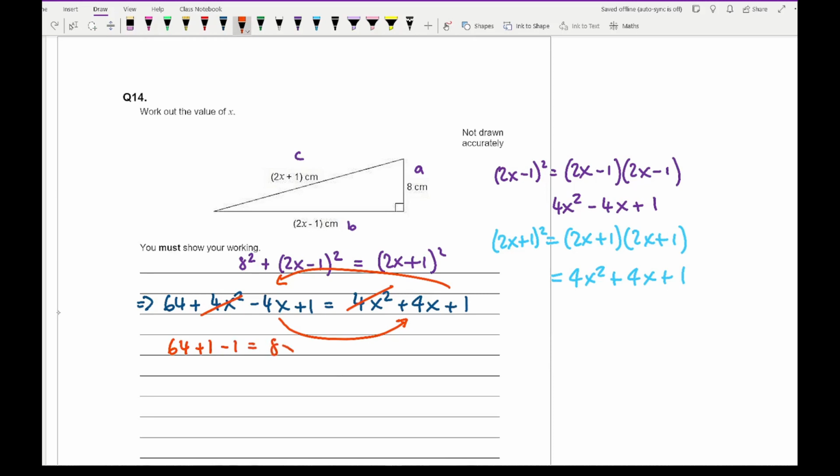And on this side, I end up with 8x. So here, what I end up with is going to be 64 equals 8x. So x equals 8, and that's in centimeters.